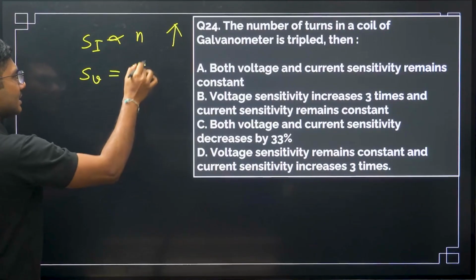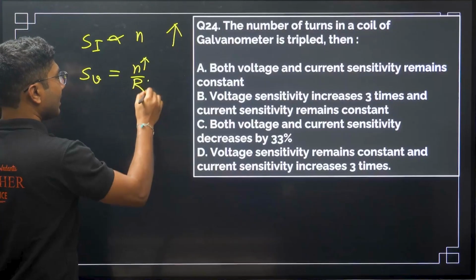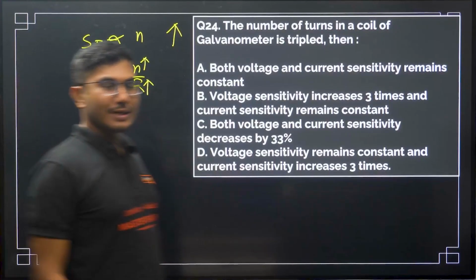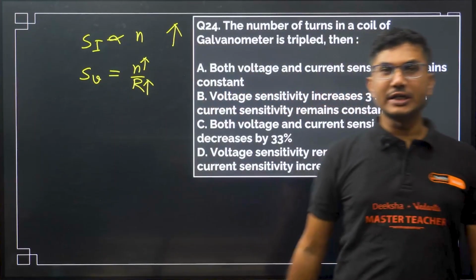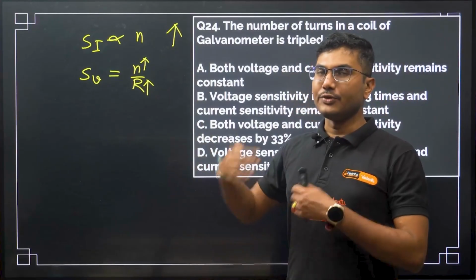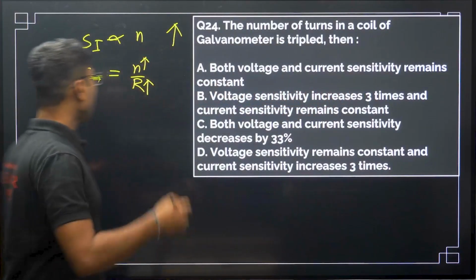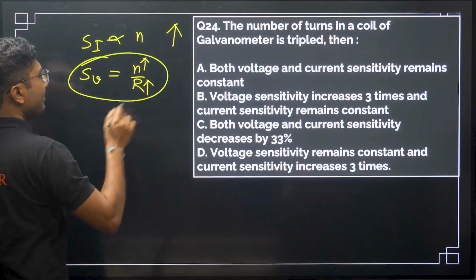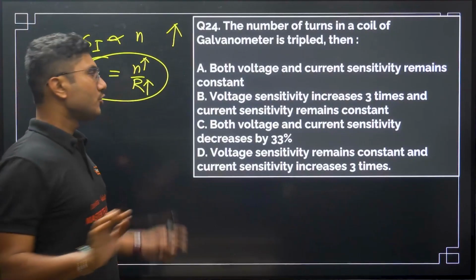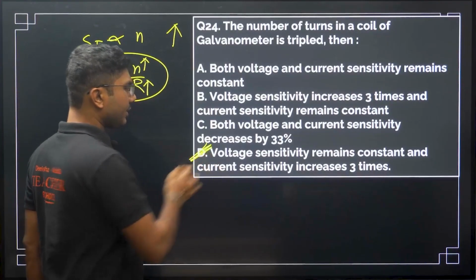So if you increase the number of turns, you are increasing the length of the wire. If you increase the length, the resistance will also proportionally increase. Exactly, if you double the length, resistance will be doubled. If you triple the length, resistance will be tripled. So it will cancel. So voltage sensitivity is independent of the number of turns. So voltage sensitivity will remain constant, but current sensitivity will be tripled.